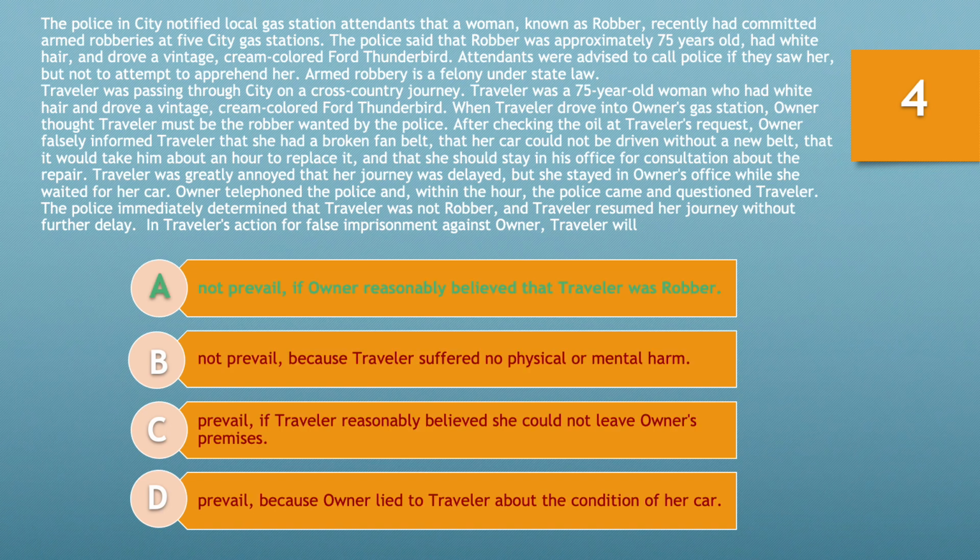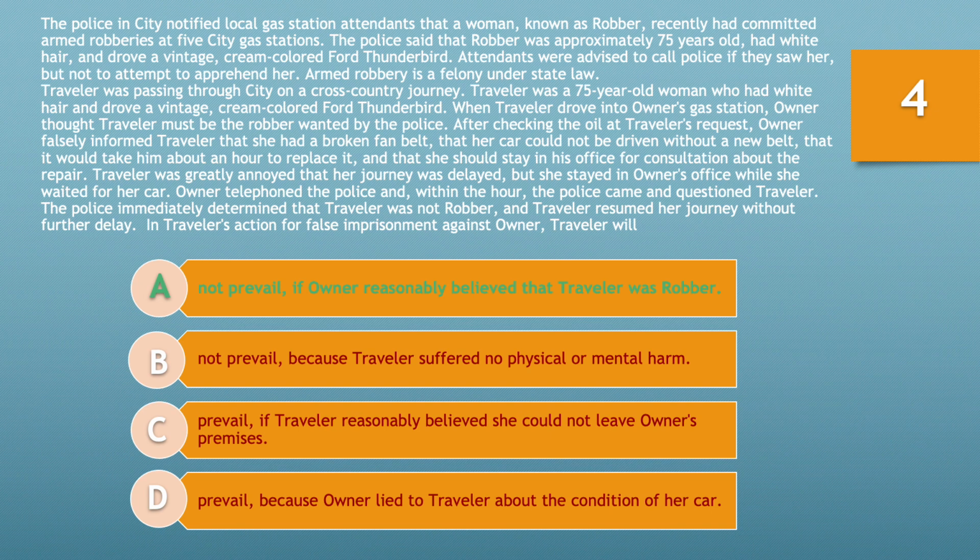If you chose option A, not prevail if Owner reasonably believed that Traveler was the robber, you'd be correct. False imprisonment is the intentional infliction of a confinement where the victim has knowledge of or is harmed by the confinement. Privilege of arrest is a defense to false imprisonment.